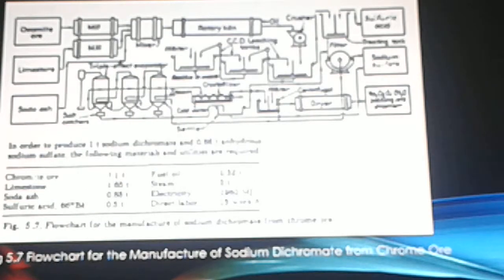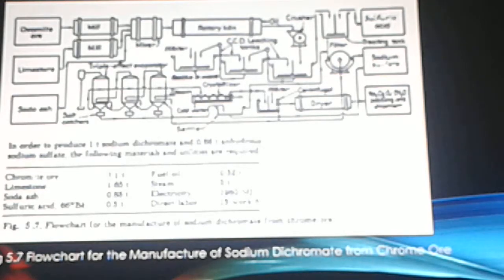Figure 5.7 shows the flow chart for the manufacture of sodium dichromate from chrome ore. In order to produce 1.1 tons sodium dichromate and 0.66 tons anhydrous sodium sulfate, the following materials and utilities are required. Chromite or 1.1 tons, limestone 1.65 tons, soda ash 0.88 tons, sulfuric acid 0.5 tons, fuel oil 0.52 tons, steam 3 tons, electricity 1,950 MJ, direct labor 13 working hours.